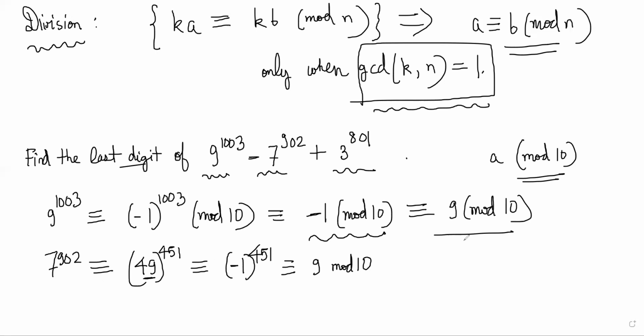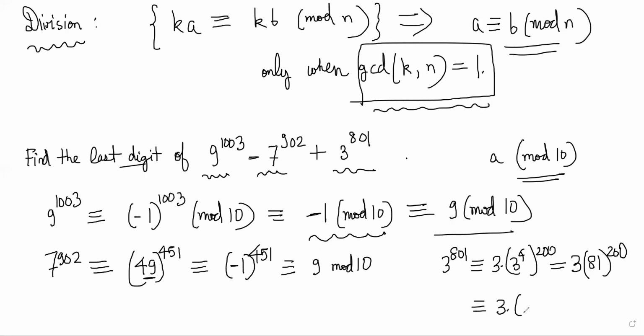And 3 power 801 will be equal to 3 into 3 power 4 into 200, which is 3 into 81 power 200, which is 3 into 1 power 200. So it is congruent to 3 mod 10, right? Because 81 has a remainder of 1 when you divide by 10. So 1 power 200 is 1, and this is 3 mod 10, which means the last digit is 3 here.